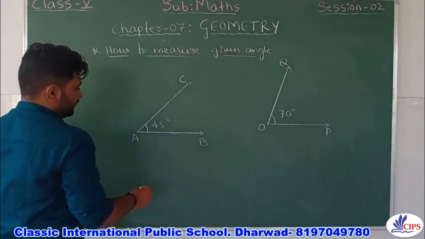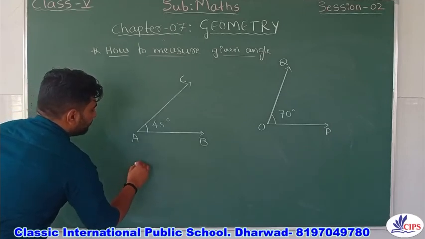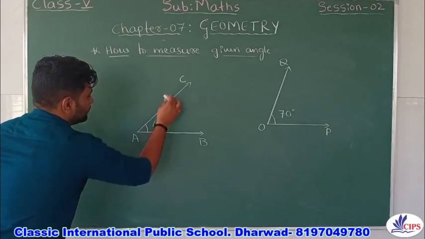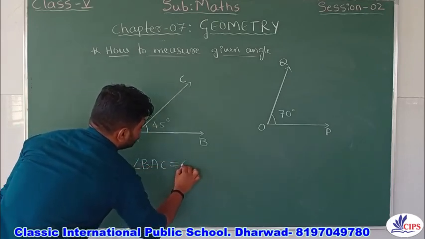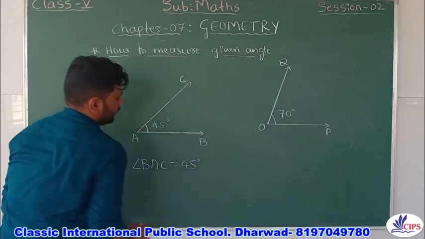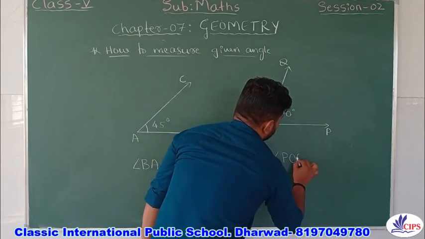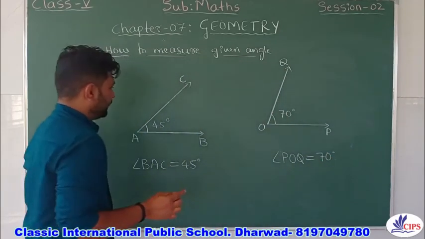So how do we write it? We are writing angle BAC equals 45 degrees. Here angle POQ equals 70 degrees.